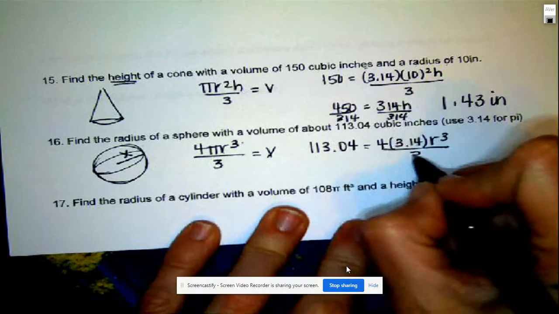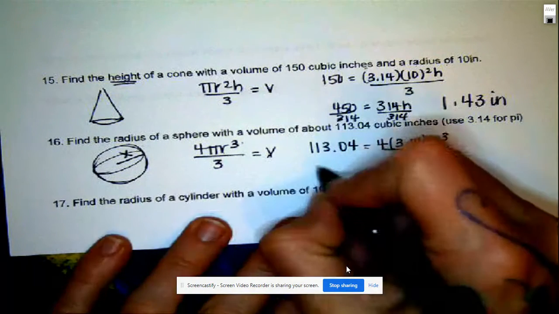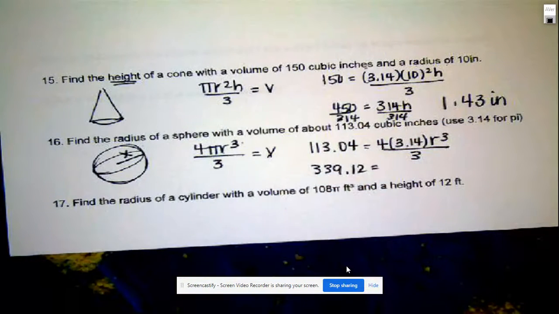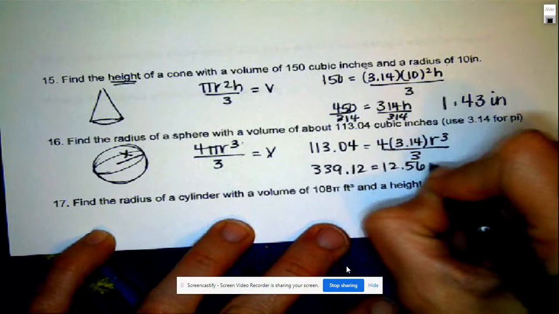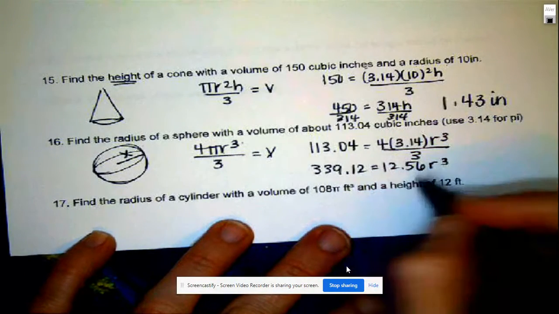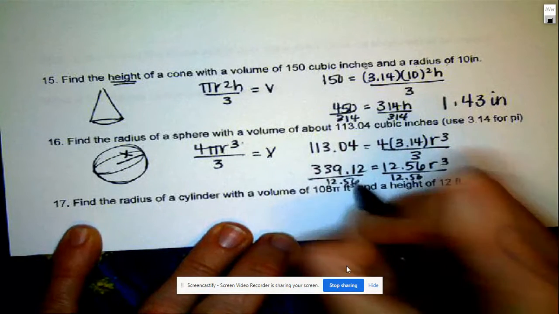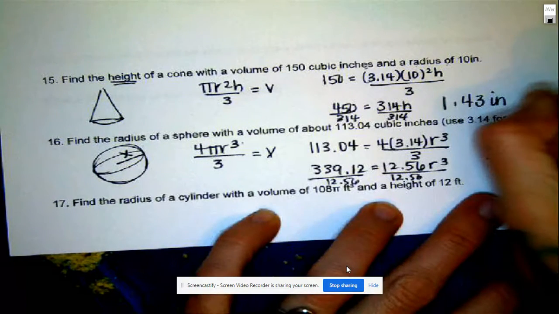So again, to get the 3 off the bottom, I would take your 113.04 and multiply by 3. So 339.12 equals 4 times 3.14, which is 12.56, times radius cubed. So we're going to divide by that 12.56. That 339.12 divided by 12.56 is going to give me 27 equals r cubed.